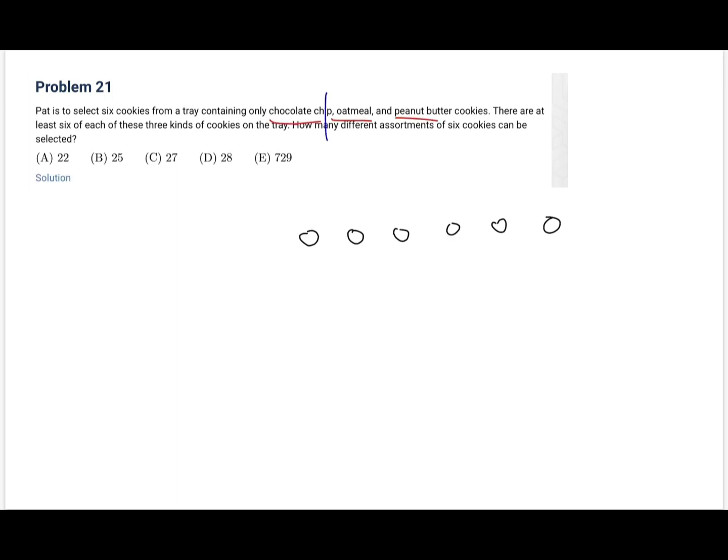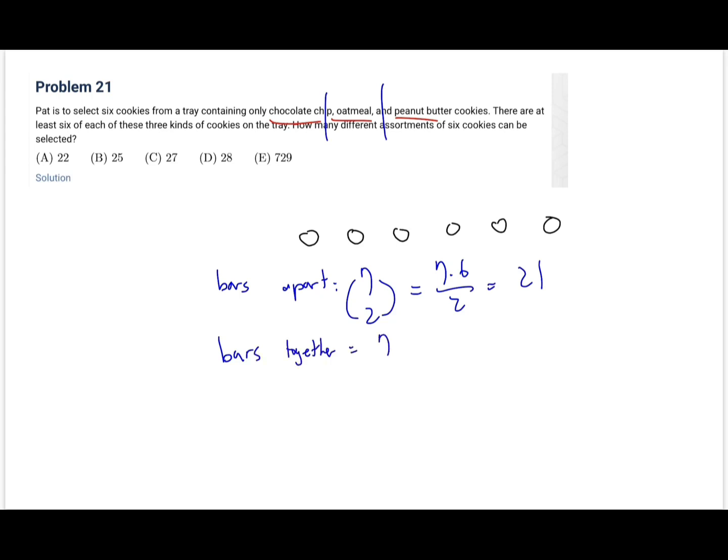So we can have 2 bars. If the bars are apart, then we have 1, 2, 3, 4, 5, 6, 7 positions, so it's 7 choose 2. This is 7 times 6 over 2, which is 21. And then the bars together gives 7, so 21 plus 7 would be 28. The answer is 28. It's D.